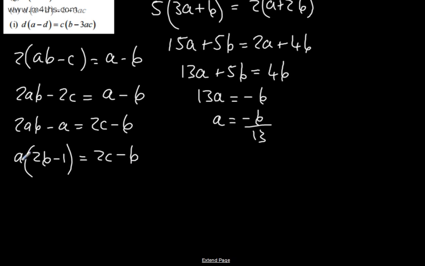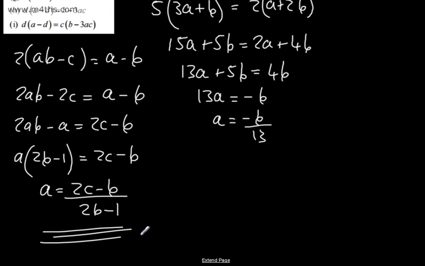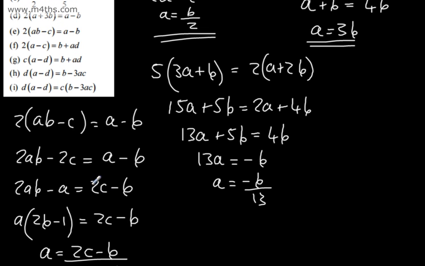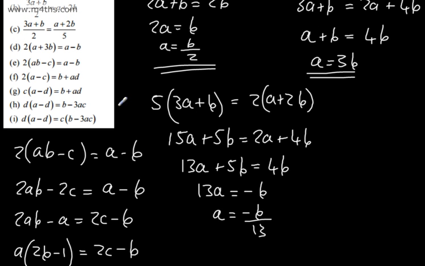So a product is just a multiple, a times by 2b minus 1. Well, if a times by 2b minus 1 is 2c minus b, then a is equal to 2c minus b, all divided by 2b minus 1, and a is the subject. On this particular exam, these were always seen as the more challenging ones when you had to expand out, collect like terms, factor and divide through. Let's do the next one.